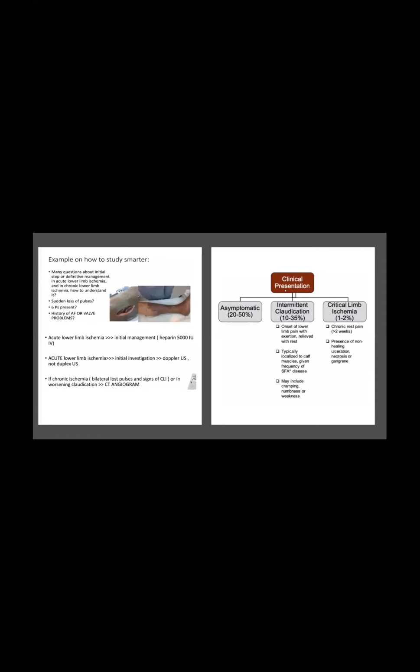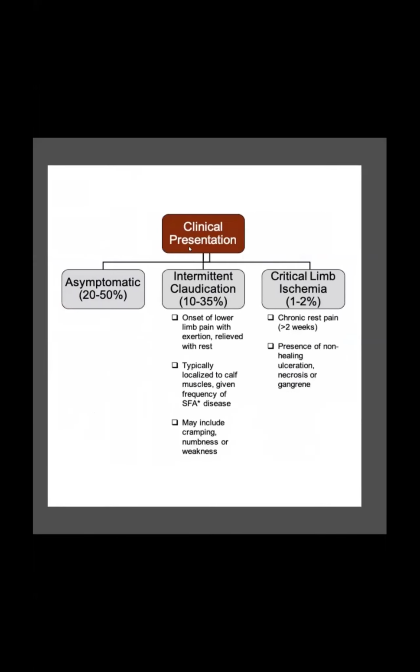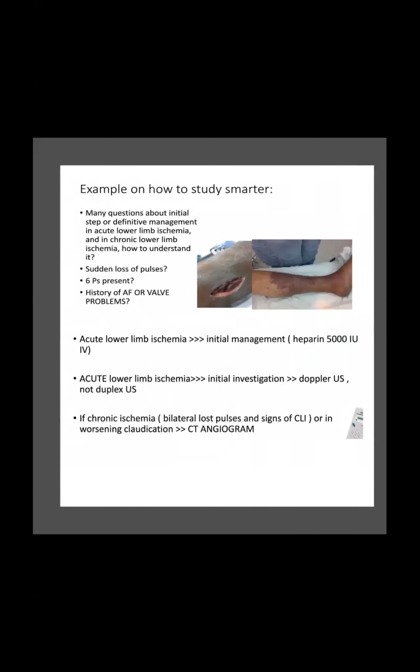So the presentation and discussion, I'll discuss first the clinical presentation. Asymptomatic; intermittent claudication, onset of lower limb pain with exertion, typically localized to calf muscles. Second, critical limb ischemia: chronic rest pain for more than 2 weeks, necrosis, gangrene. So clinical presentation you must remember. The first question will be discussed with me, Dr. Hira.